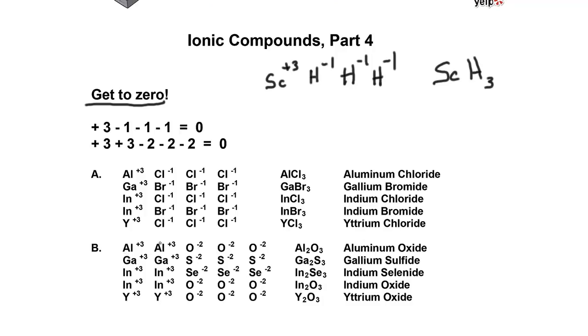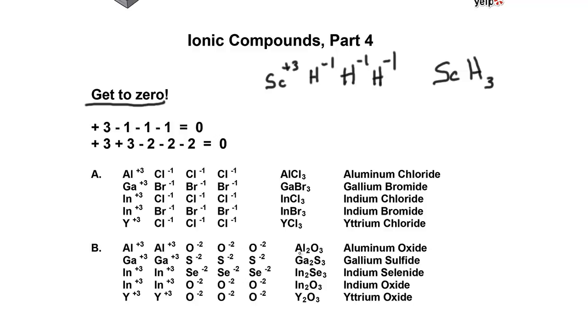Aluminum and oxide. I write 2 of the aluminums to give me a total of plus 6, plus 3 from each of them. And so oxide, I'm going to need 3 of those because they're minus 2 each. And so that's going to give me a minus 6 total charge. Aluminum plus 3, aluminum plus 3. That gives me a plus 6 altogether. Oxide is a minus 2, minus 2, minus 2. That gives me a minus 6. Plus 6 minus 6 equals 0.